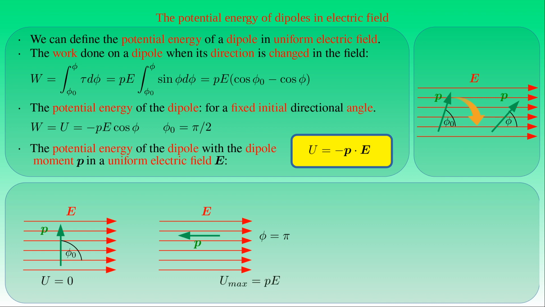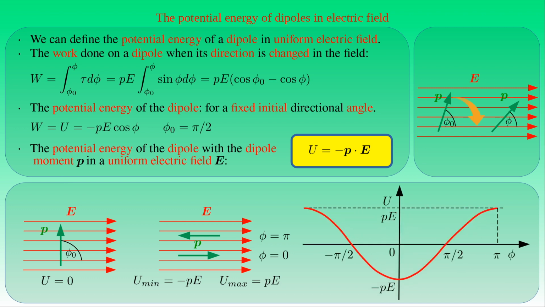If the dipole points in the direction of the electric field strength, it has the minimum potential energy, given by minus P times E. At that point the dipole is in a stable equilibrium, and any small change in the direction of the dipole results in a torque turning it back to its direction parallel with the field. Therefore the angle 0 represents the minimum of a potential well of the dipole in the electric field, indicating that the dipole is aligned with the electric field lines.